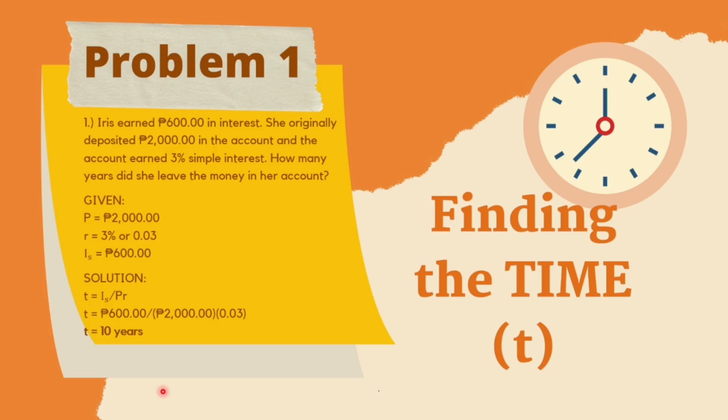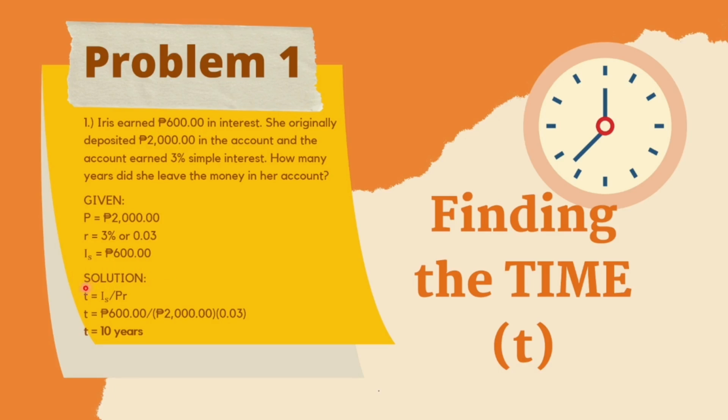So here, problem or question number 1. Iris earned 600 pesos in interest. She originally deposited 2,000 pesos in the account, and the account earned 3% simple interest. How many years did she leave the money in her account? So we have here the following given: principal of 2,000, given rate of 3%, or 0.03 once divided by 100, and the given simple interest of 600 pesos as seen here in the word problem.